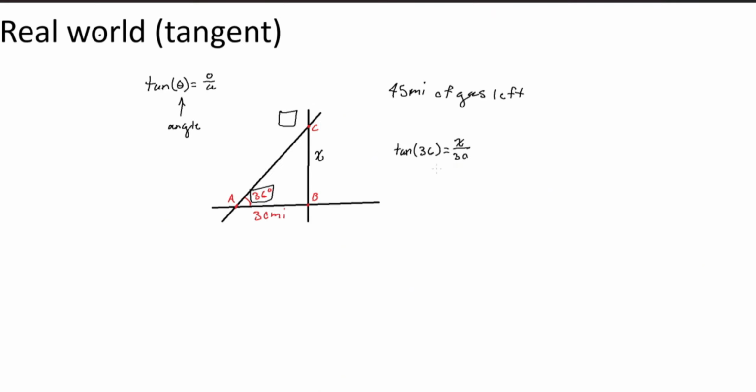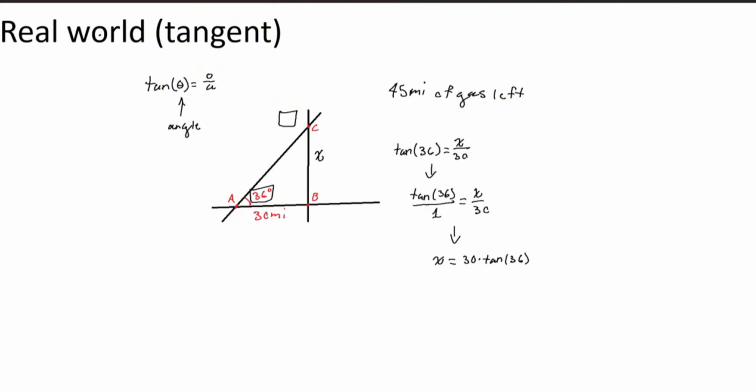And now we have this little equation. Now, how do we solve for x? Well, in the previous videos, we set up the equation for cross multiplication. So this can turn into tangent of 36 divided by 1, which is the same thing as x over 30. And then we can cross multiply. So 1 times x, that's just x, and then 30 times tangent of 36. So 30 times tangent of 36.